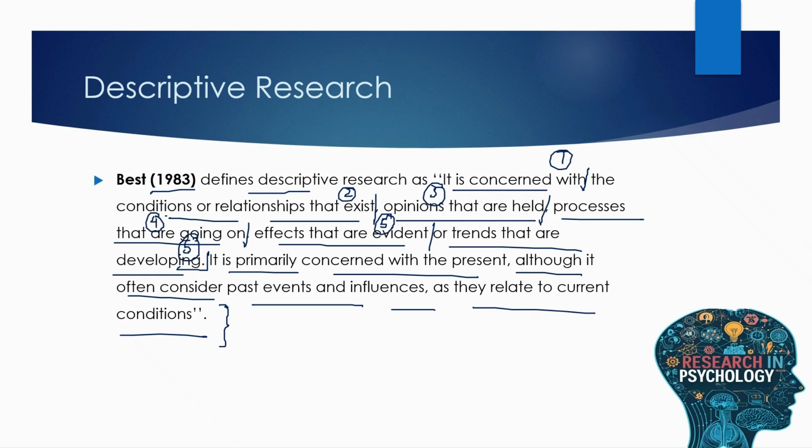Okay, so first part would be, it is concerned with what? First, the conditions or relationships that exist. Second, opinions that are held. Then processes that are going on. Then effects that are evident, or trends that are developing. Okay, next sentence. It is primarily concerned with the present, although it often considers past events and influences as they relate to current conditions. So even though they are concerned about the present, it also considers past events and influences as they relate to the present conditions. All right, that was the definition given by Best.